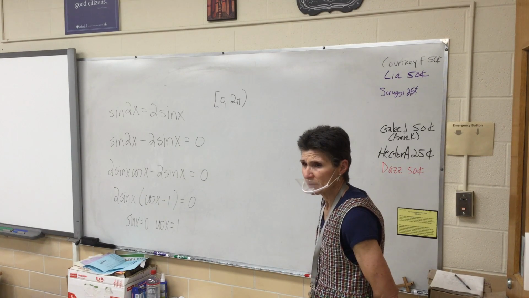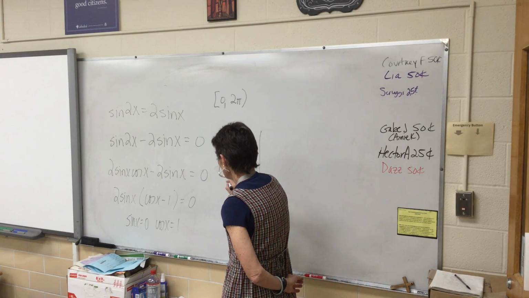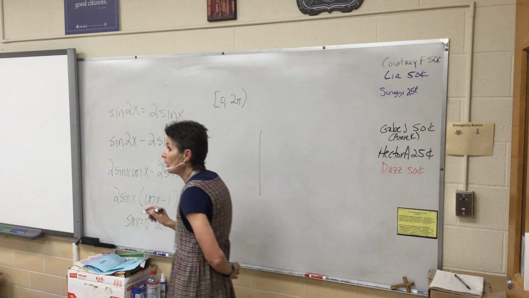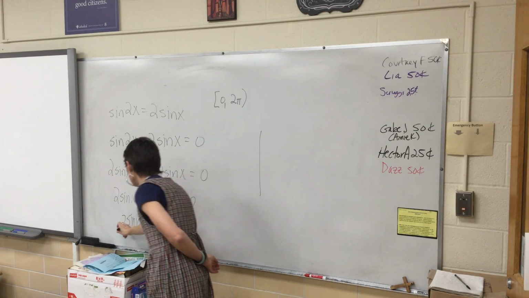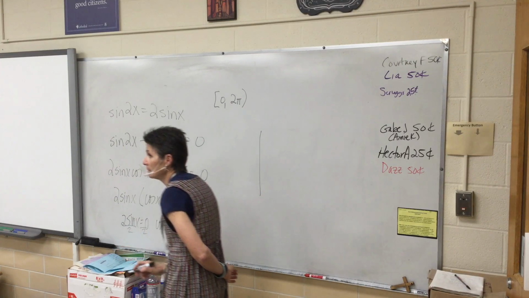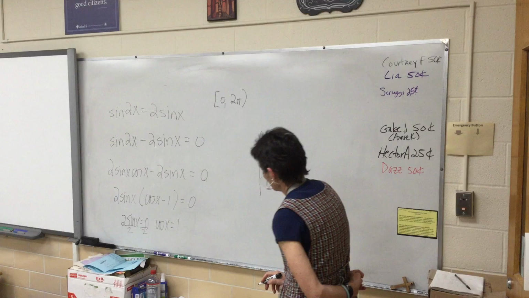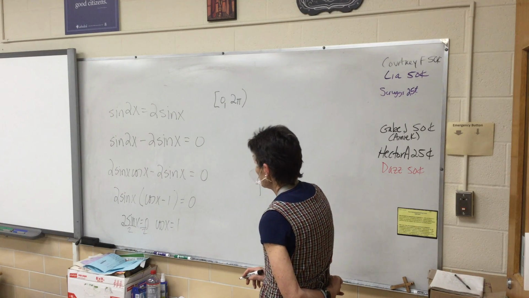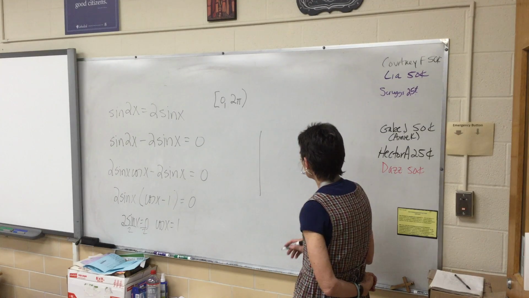Are both of those going to be on the circle? Where did the 2 go? Okay, remember, if you say 2 sine x equals 0, you can divide by 2. If it weren't set equal to 0, it would matter, but since it's a 0, it doesn't matter.